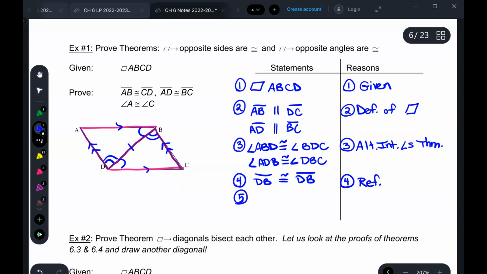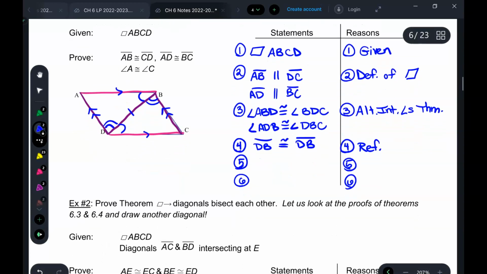This is long. You said these are easy to prove. Yeah, but it's all review. It is long. It's just we haven't done them specifically with the definition of a parallelogram. Now, once we prove this, we can use that theorem in any proof after this.